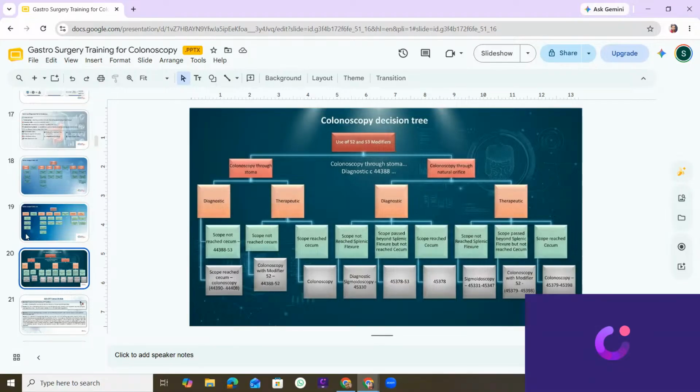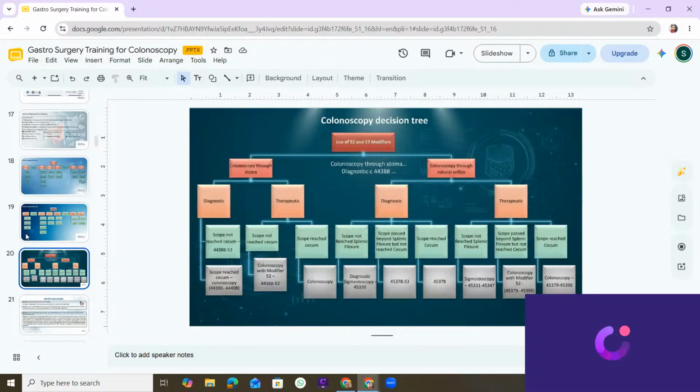If the scope does not reach the cecum, that time we use 44388 with modifier 53. If the scope reaches the cecum, colonoscopy codes 44388 through 44394 apply, for therapeutic. If the scope does not reach the cecum, that time we have a colonoscopy CPT code with modifier 52. This is for the therapeutic scope reaching the cecum; that time we use the complete colonoscopy CPT code.